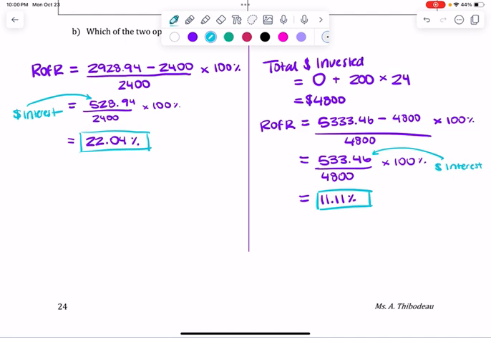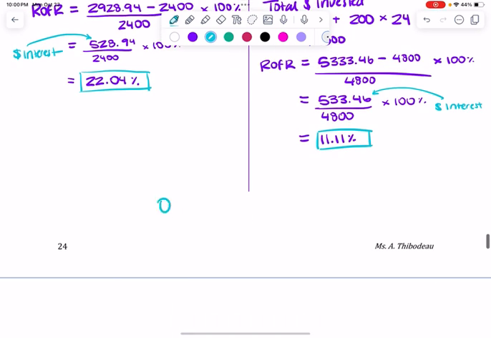Now I can directly compare the two to determine which one's better. The one that's better is going to give me the higher rate of return. So, of course, I need to state that somewhere. So I'm going to state that option 1 is better. It's the better choice.